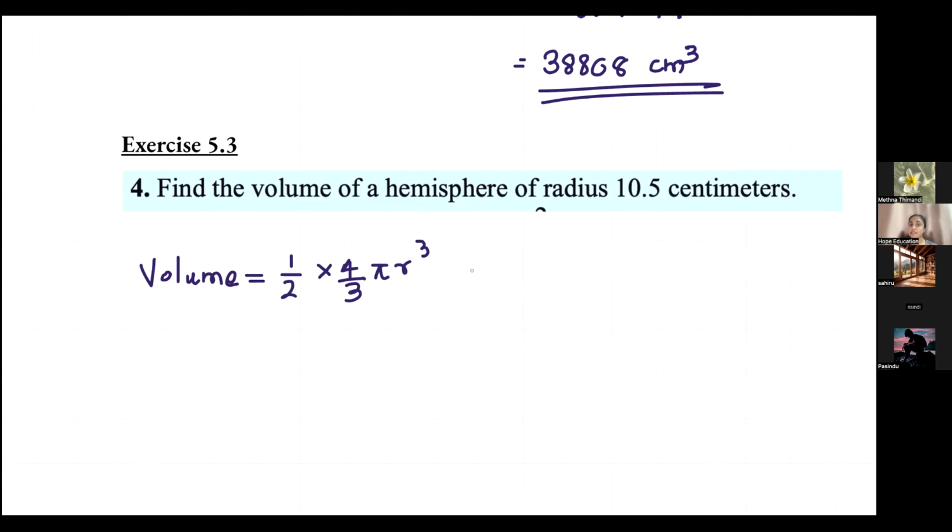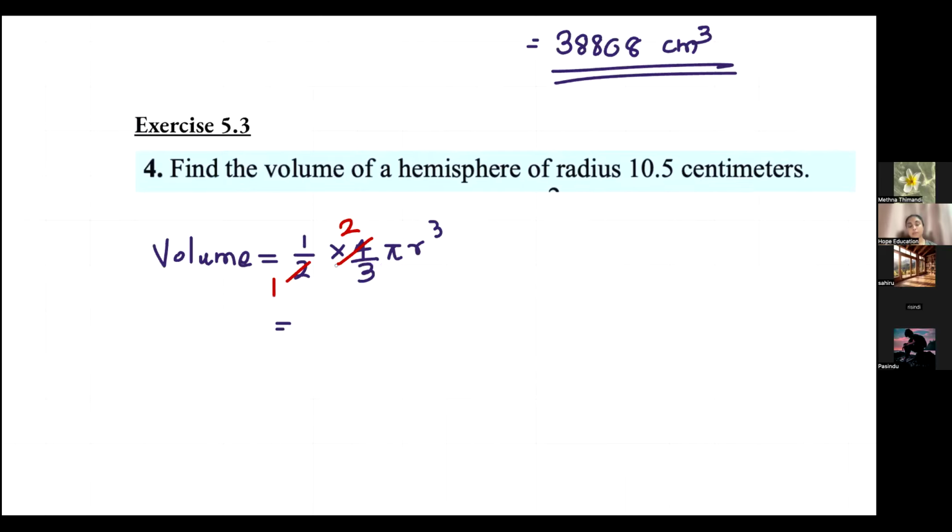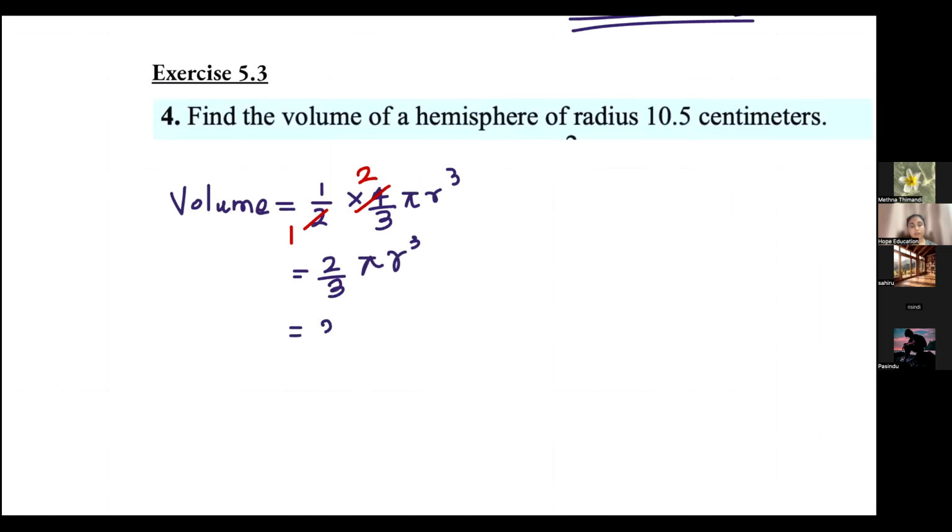So we take half here. Then 2 times 1 is 2, 2 times 2 is 4. So that is 2 over 3 pi r cube. You can put 2 over 3 pi r cube straight away without the half step. If you remember that the volume of a hemisphere is 2 over 3 pi r cube, you can just put it. It's okay. 2 over 3 pi is 22 over 7. R cube, r is 10.5. Cube means 3, so 10.5 multiplied by 10.5 multiplied by 10.5.